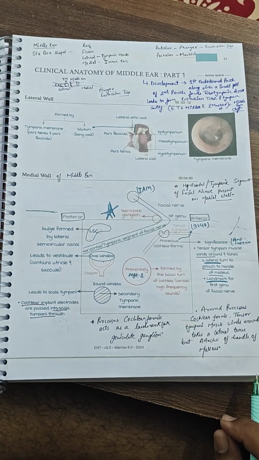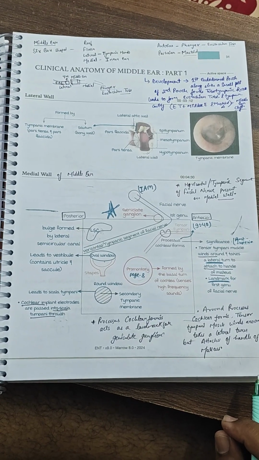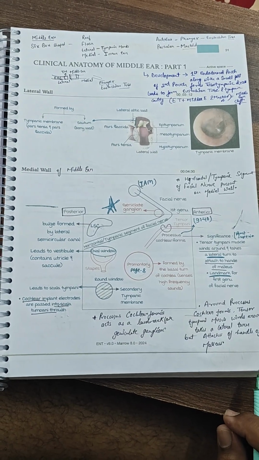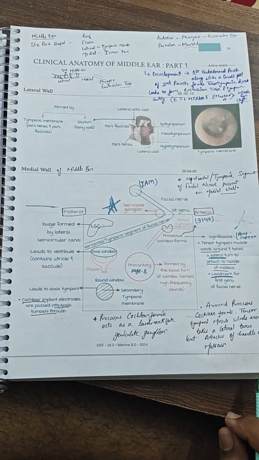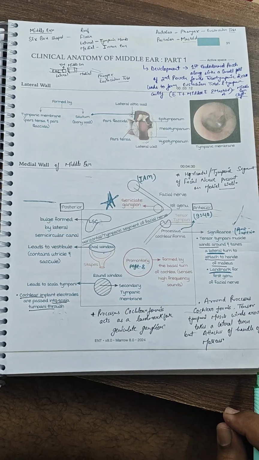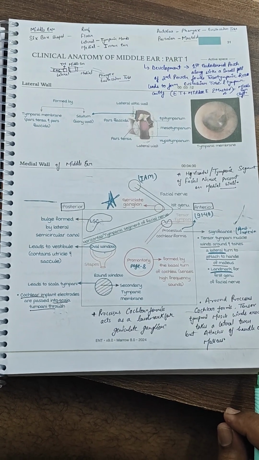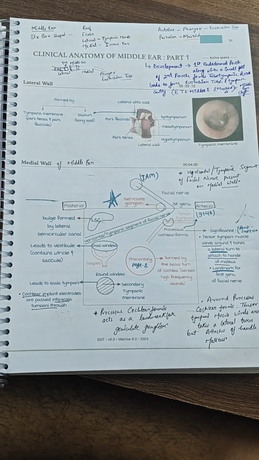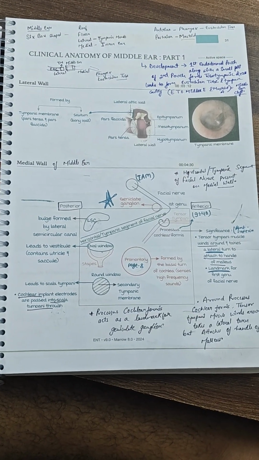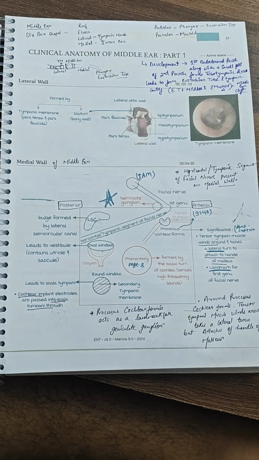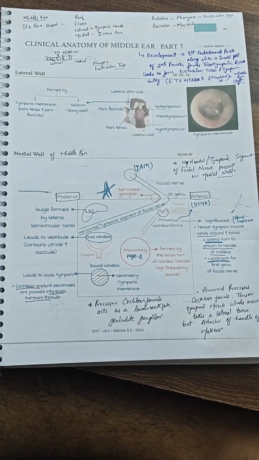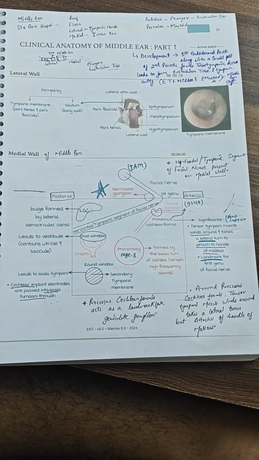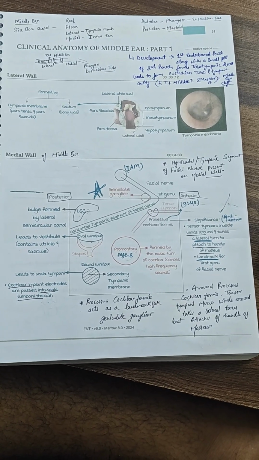The first endodermal pouch, along with a small part of the second pouch, forms the tubotympanic recess, and further it leads to the formation of the eustachian tube and the tympanic cavity, that is the middle ear cavity, and along with it the mastoid antrum. Together, the eustachian tube, middle ear, and mastoid antrum are called the middle ear cleft.